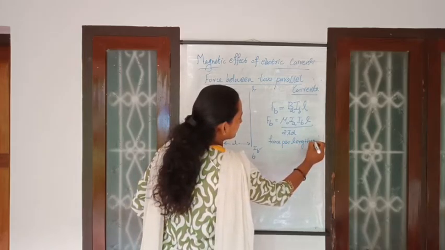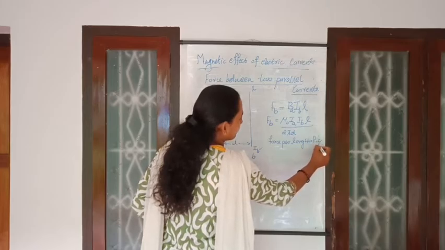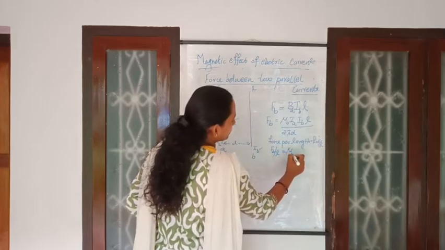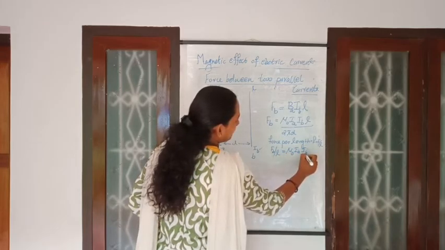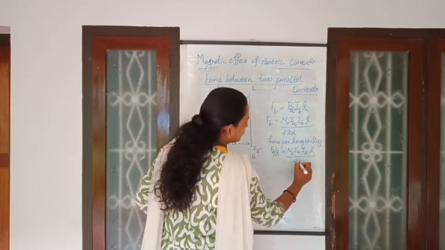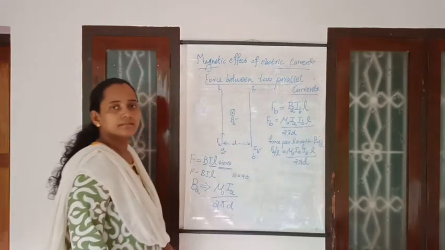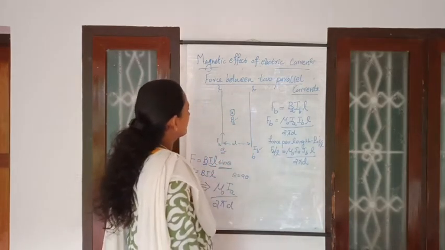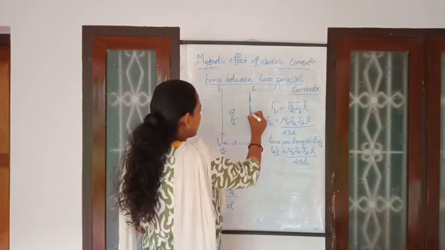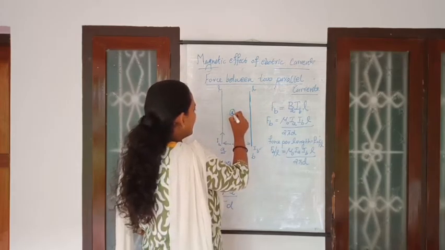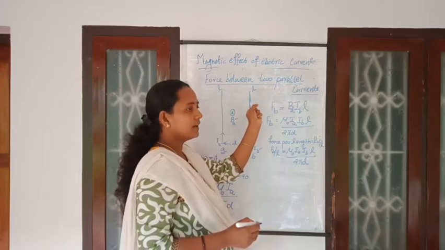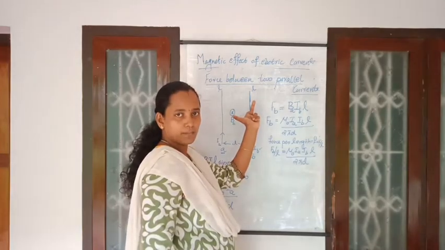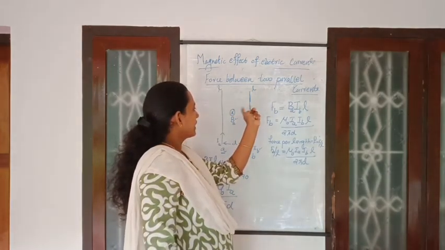Force per length, small f, is equal to F by L. So F_B by L is equal to mu 0 Ia Ib divided by 2 pi d. And what is the direction of the force experienced by this conductor? This conductor experiences a force due to this magnetic field. That magnetic field is acting inward, and the current is flowing in the upward direction. Therefore, magnetic field inward, current upward.